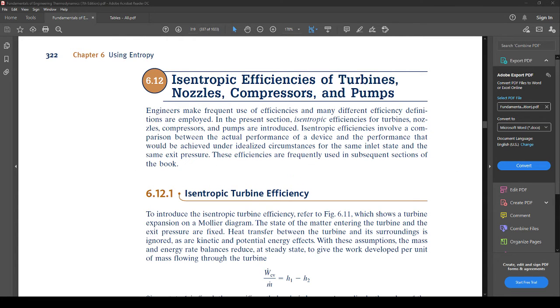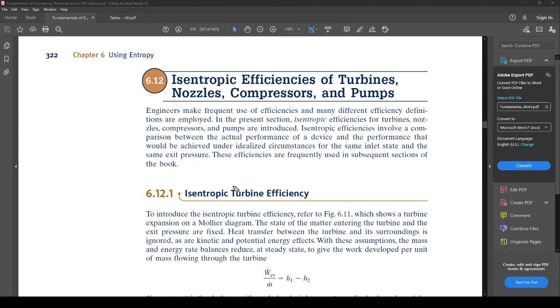Frequently used, every single problem. You will very rarely find a question in chapter 8 through 10 where you will not have to do something like this. I will go as far as to say you will have to do it for every question. So, what does isentropic efficiency mean?